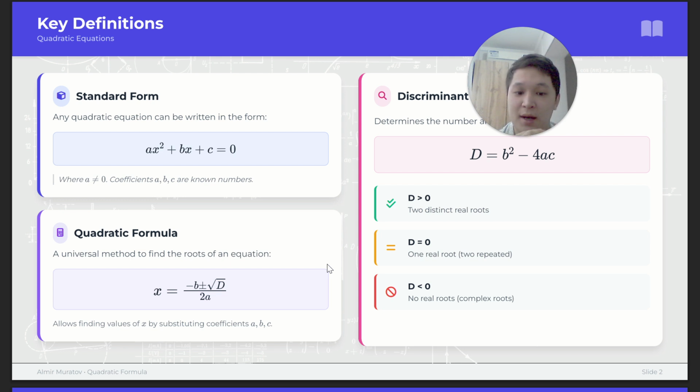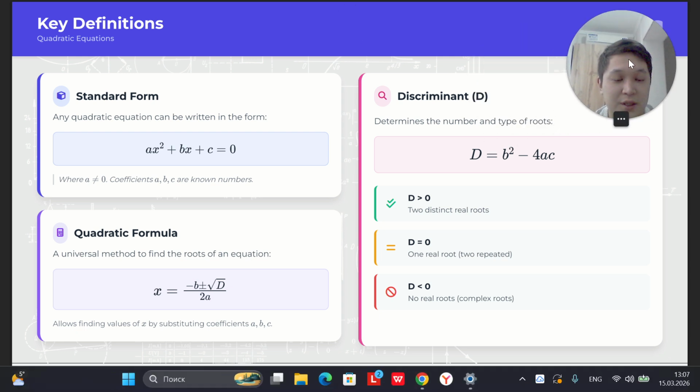Here, a cannot equal 0, and the coefficients a, b, and c are simply known numbers. Now look at the part of the quadratic formula that lives inside the square root. It's b squared minus 4ac. It's a specific piece, and it's important that it has its own name. It's called the discriminant.